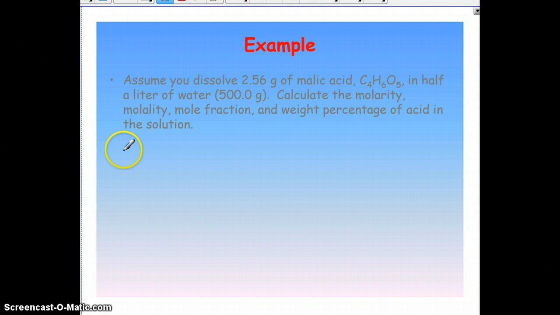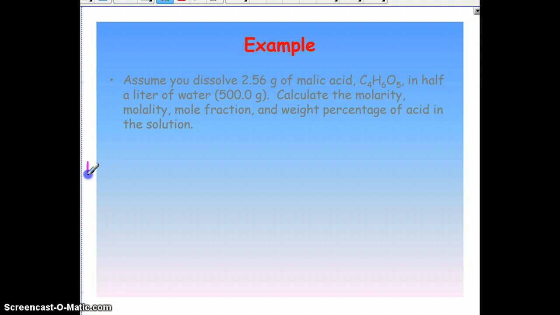All right, now let's apply some of these definitions that we just got. So we have a problem here, wants us to assume that we have 2.5 grams of malic acid and a half a liter of water, which is going to be 500 grams. Wants us to calculate the molarity, molality, mole fraction, and mass percent or weight percent of the acid in the solution. Okay, well, in order to tackle this problem, I suggest that you make a chart.